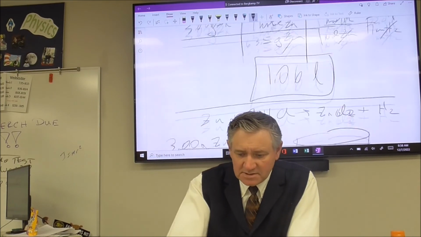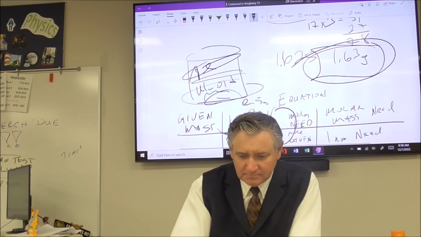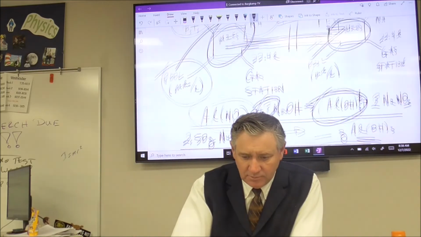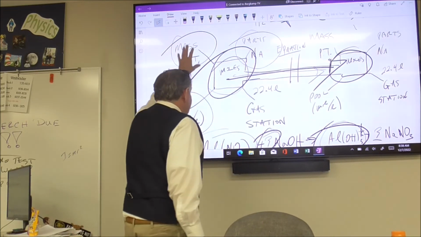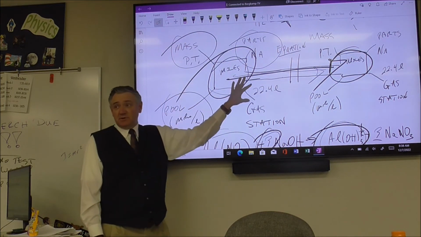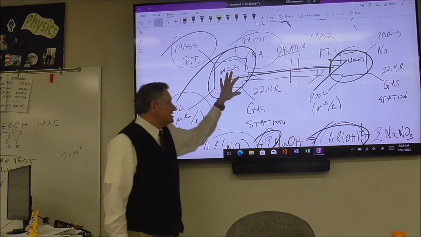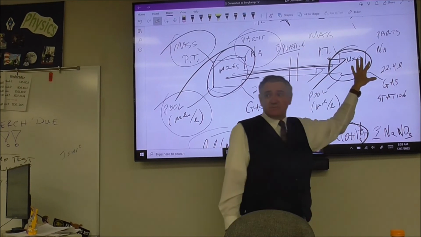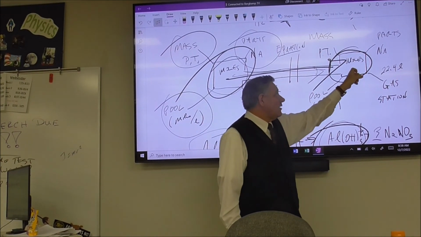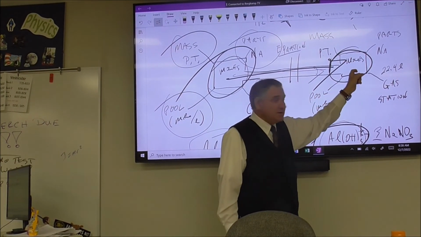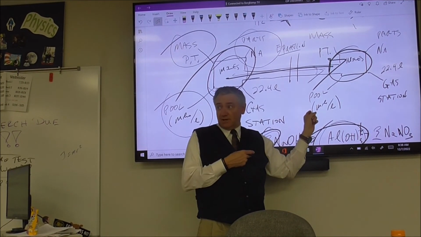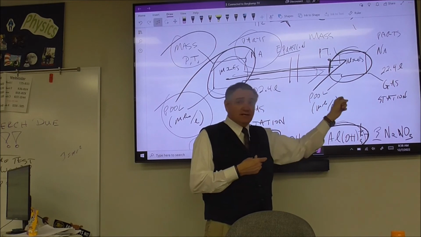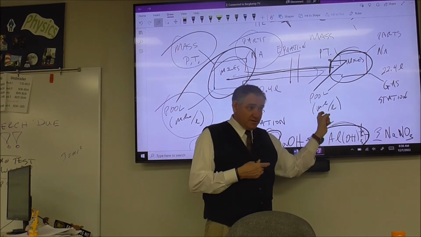So basically what's going to happen is this. If we go way back up here, I'm going to start with 3 grams of zinc. I'm going to change that into moles of zinc, then change that into moles of hydrochloric acid. Now, at this point, I'm going to go down here to the pool store, because now I'm dealing with molarity, which is moles per liter.